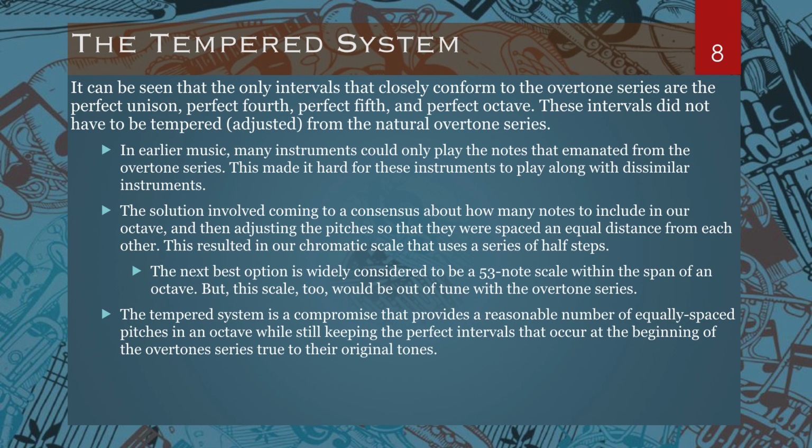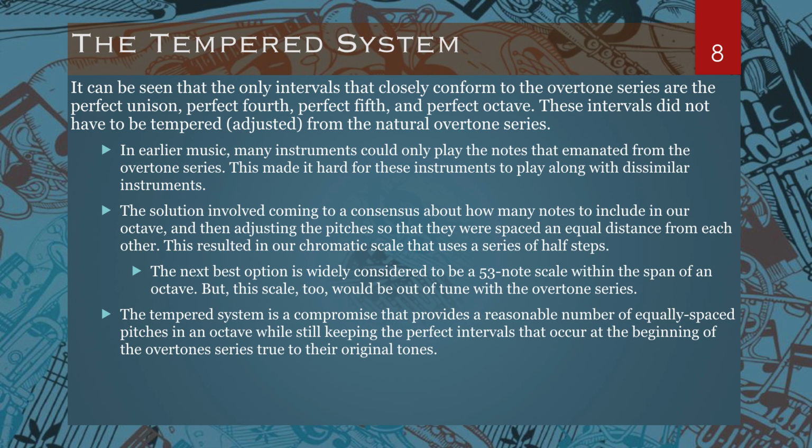So the next best option is widely considered to be a 53-note scale within the span of an octave. But if you've ever had to practice your scales, you know that a 53-note scale is quite a task. 12 notes by itself is enough to make music majors lose their mind when you have to practice all 12 major scales. And there's actually 15 of them if you count the enharmonics. So a 53-note scale within the span of an octave would just be unmanageable.